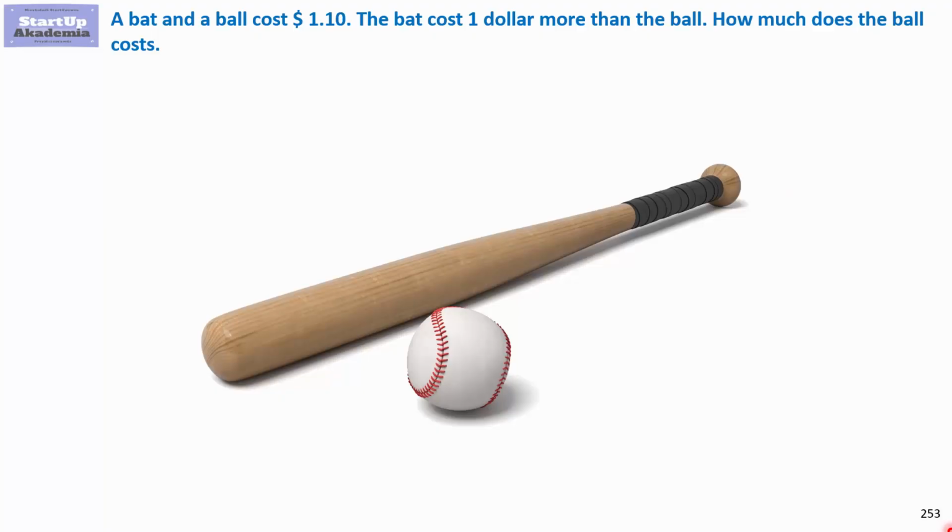So imagine that you have a bat and a ball and you paid $1.10 for them. Now you know that the bat costs $1 more than the ball. So the question is, how much does the ball cost? As always, take a pen and a paper and try to solve the problem on your own. And once you're done, move on to the solution that you will find in the next lecture.